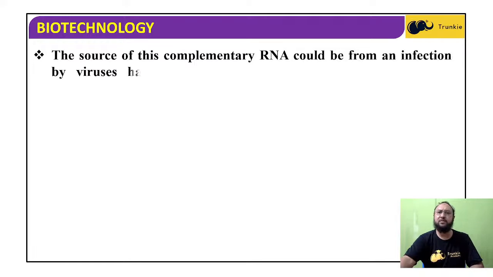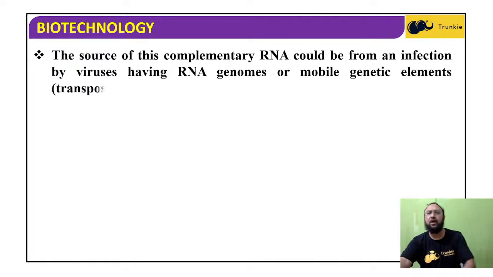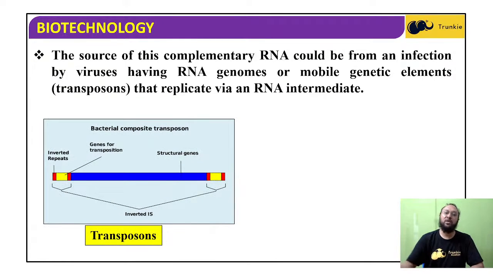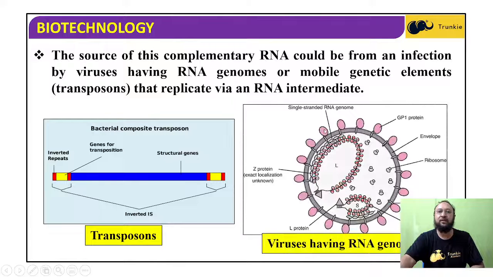The source of this complementary RNA could be from an infection by a virus having RNA genomes, or mobile genetic elements, transposons that replicate via an RNA intermediate. So this is how we are going to silence, even with a bacterial composite transposon, or the transposable elements. These are the viruses having RNA genomes, and through complementary binding the mRNA will not be able to translate.